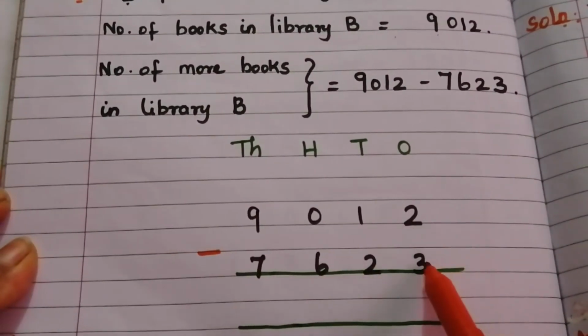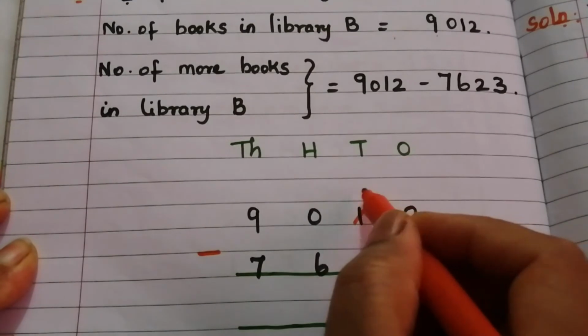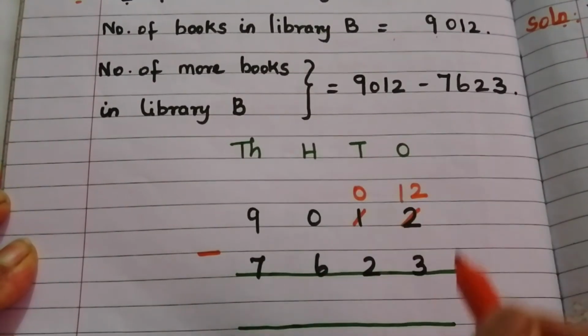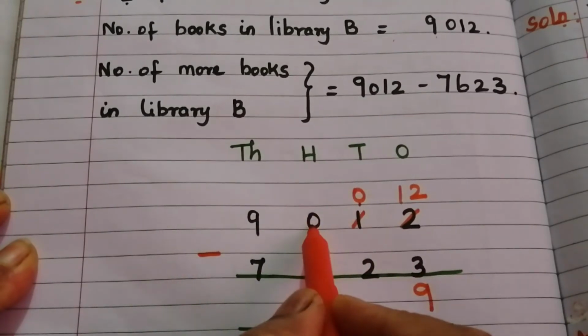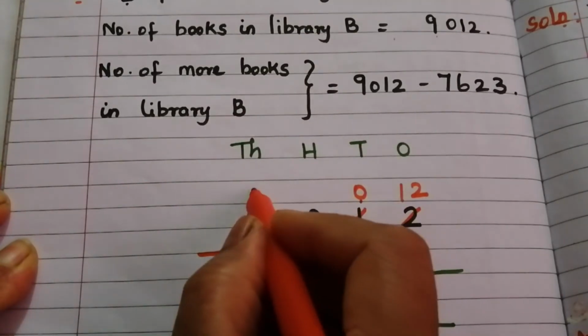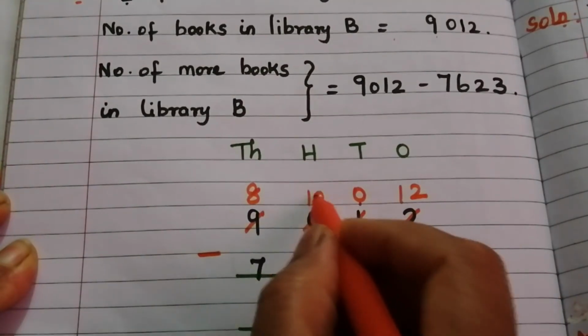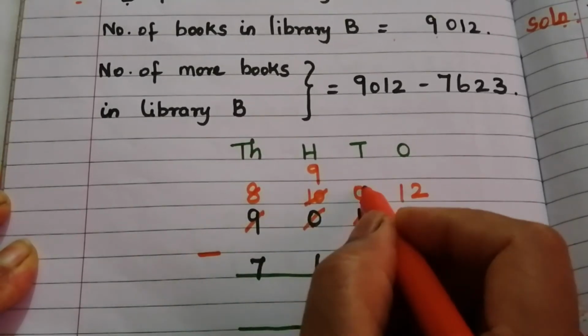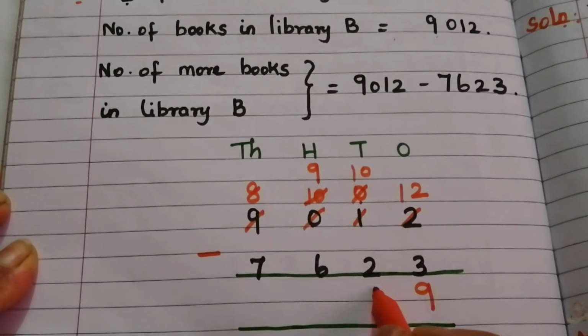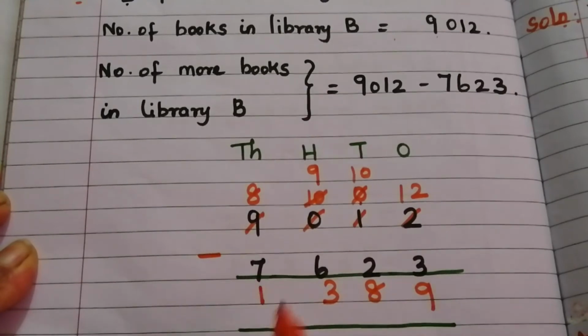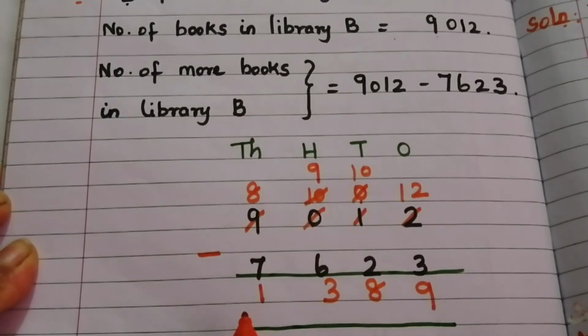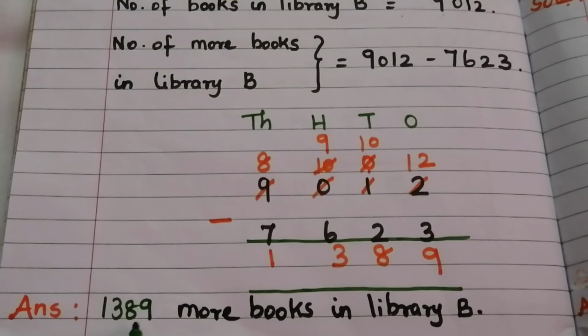Start from ones place. We can't subtract 3 from 2. So borrow from 1. It becomes 0 and 2 becomes 12. 12 minus 3 is 9. And we can't subtract 2 from 0. Move to next place and here also 0. So move to next place. Borrow from this 9. It becomes 8. And this 0 becomes 10. Borrow from this 10. It becomes 9. And the 0 becomes 10. 10 minus 2 is 8. 9 minus 6 is 3. And 8 minus 7 is 1. So the answer is 1,389. So 1,389 more books in library B.